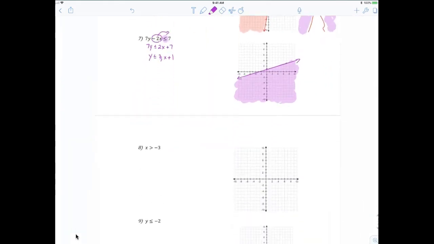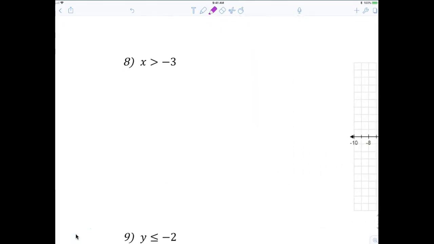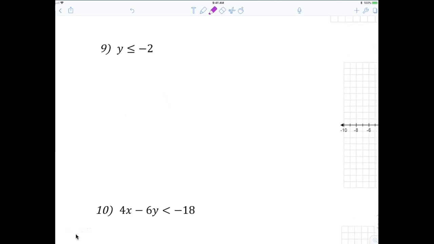All right. So I'm not doing this, but number 8 would just be a what? Vertical. Is it solid or dotted? Dotted. Dotted, shaded. Above. There's no above on a vertical. Why to the left? Right, because greater than. Very good.